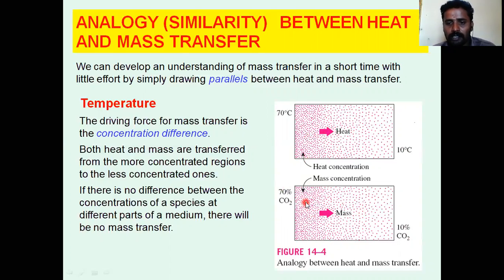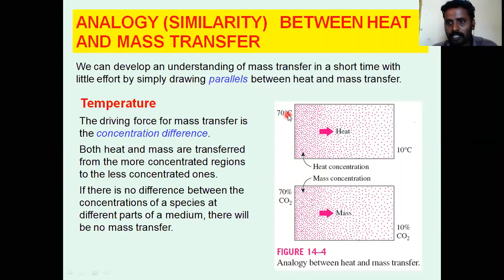Mass transfer is generally based on molar density, molar mass and molar flux. It deals with the mole. Heat transfer only deals with energies and the temperature region. The driving force of heat transfer is temperature, and the driving force of mass transfer is the concentration difference. In both heat and mass transfer, transfer goes from the higher concentration region to the lower.